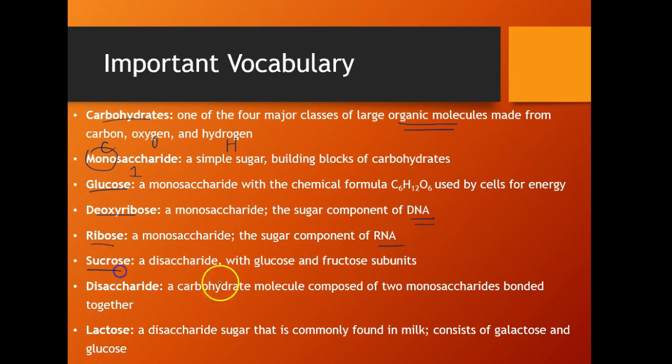We have sucrose, which is a disaccharide, remember 2 sugars made up of glucose and fructose. We have disaccharides, which means 2 sugars, right? 2 monosaccharides bonded together. And lastly, we have lactose, which is another example of a disaccharide, meaning 2 sugars, that is commonly found in milk. And the 2 sugars that make up lactose are galactose as well as glucose.